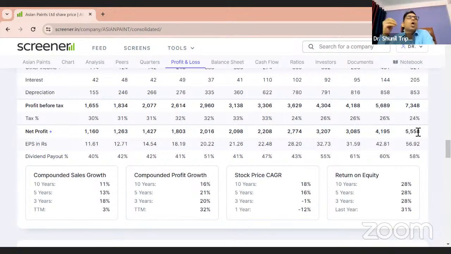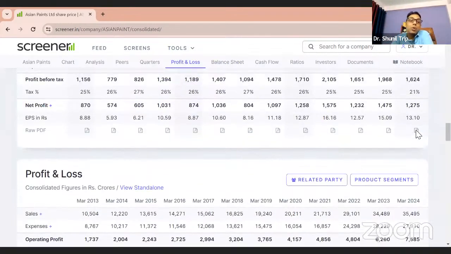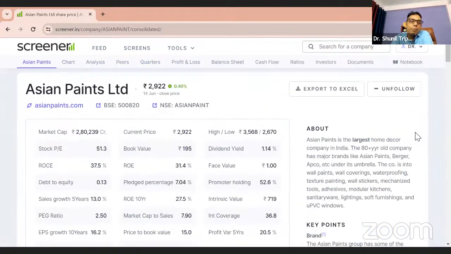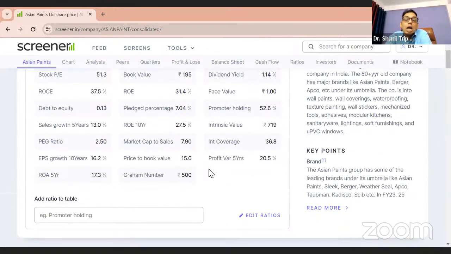There are a lot of adjustments which you will study when you do your BCom, MCom. Some profits are not part of ROC. I'm not going into that. They have invested 21,000 crores and they are earning approx 5,000 crores. If you divide this 5,000 crores by 21,000 crores, you will get approx 37.5%, which is ROCE, return on capital employed.